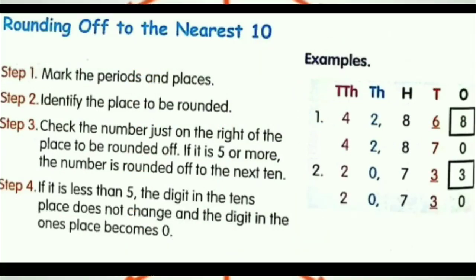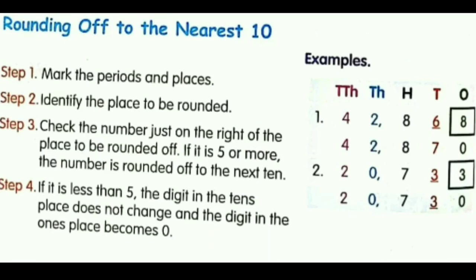The example 1 here is about the rounding off to nearest tens. Now how can we round off to nearest tens? For this we have to follow certain steps. Step number 1 is mark the periods and places. Second step is identify the place to be rounded off. Third is check the number just on the right side of the place to be rounded off. If it is 5 or more, the number is rounded off to the next 10. However, if it is less than 5, then the digit in the tens place does not change and the digit in the ones place becomes 0.